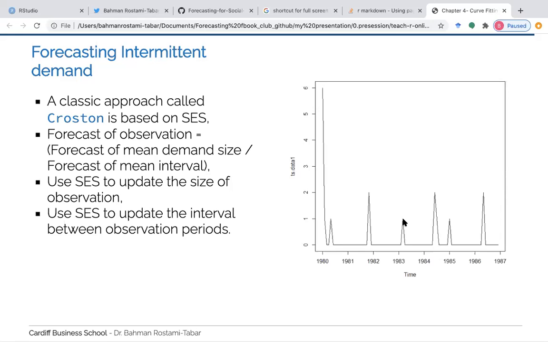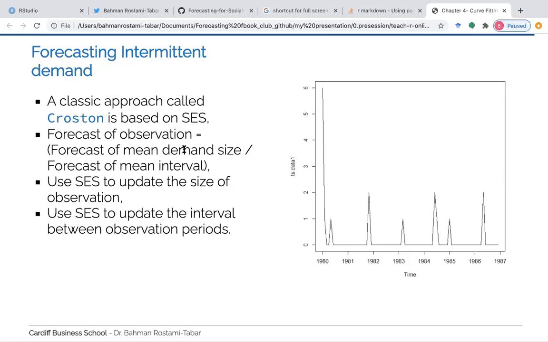So there is a classical approach called Croston for intermittent demand. This is based on single exponential smoothing. In Croston, we actually need to calculate two equations. One equation is for the size, as you can see here, size, size, size: the size of your observation or sales or demand. So you need to estimate that. And another thing, you need to estimate the intervals between non-zero demands. Okay, you have zeros and then non-zeros, so you need an estimation of the intervals as well. And then finally, you combine these two estimations and you get the forecast for intermittent demand.